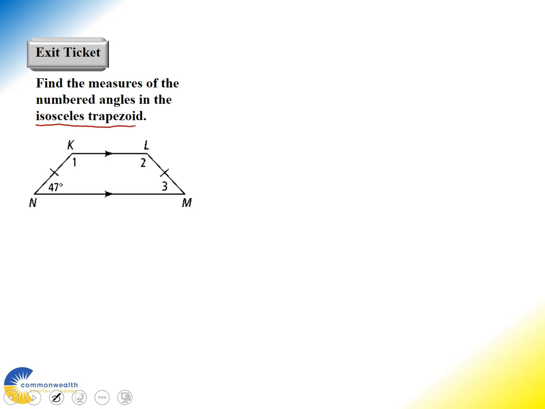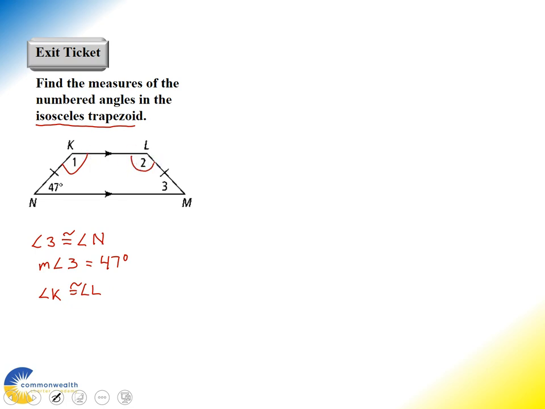So from the rules that we learned about today, I know that angle 3 is congruent to angle N, which means that the measurement of angle 3 is going to be 47 degrees. Now that I know it's 47 degrees, there's a couple things I could do at this point. I know that angle K is going to be congruent to angle L. So I do know that this is true.